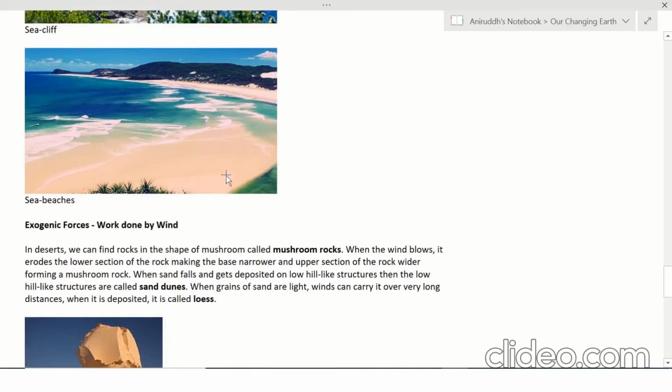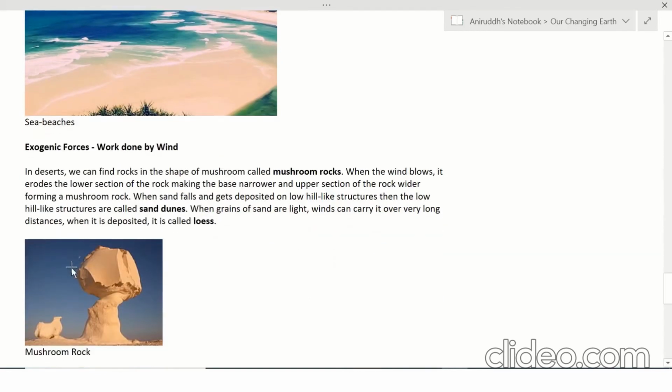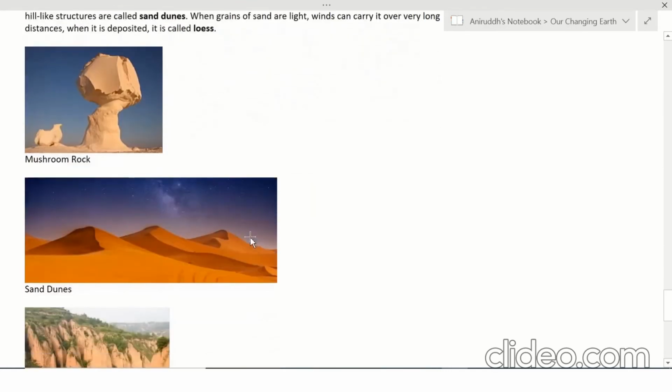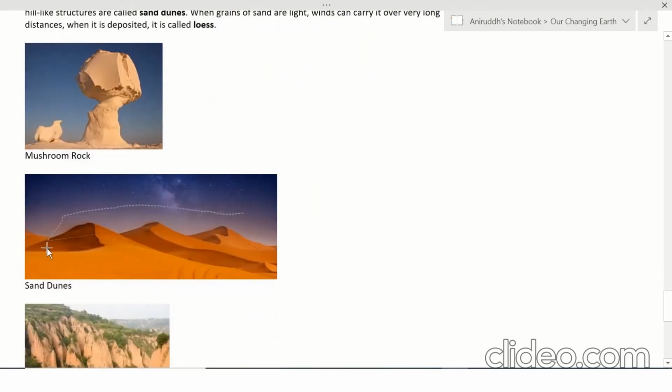In deserts, we can find rocks in the shape of mushroom called mushroom rocks. When the wind blows, it erodes the lower section of the rock, making the base narrower and the upper section of the rock wider, forming a mushroom rock. This is a mushroom rock. When sand falls and gets deposited on low hill-like structures, then the low hill-like structures are called sand dunes. Here you can see the picture of sand dunes.